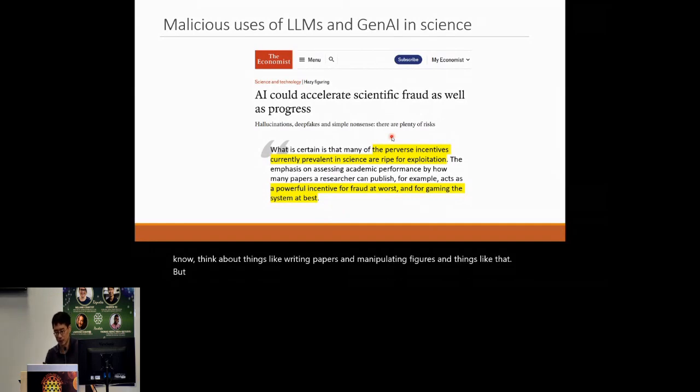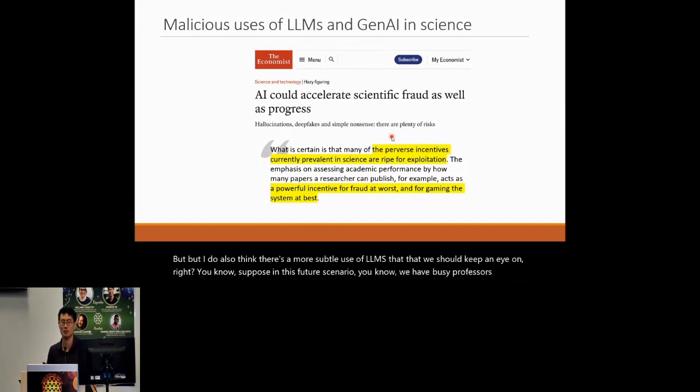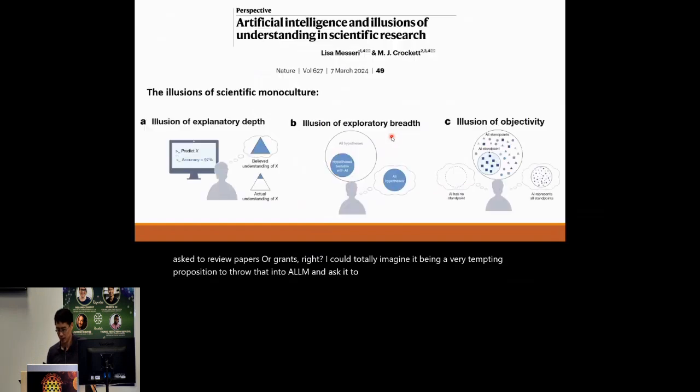But I do also think there's a more subtle use of LLMs that we should keep an eye on. Suppose in this future scenario, we have busy professors who are asked to review papers or grants. I could totally imagine it being a very tempting proposition to throw that into an LLM and ask it to write a first draft. But in that, there are all sorts of risks of developing what these authors call a scientific monoculture, when we're always consulting the same oracle on what is good and what is bad. We end up with these illusions.